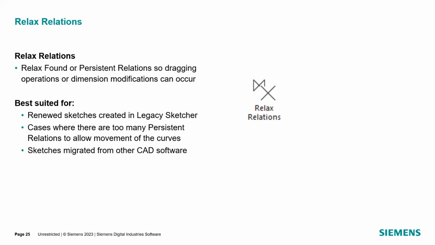Let me just change this geometry. So this has been helpful for sketches that were created with the legacy sketcher. If you turn that button on, it allows us to make changes a lot easier. So that's where, again, a lot of these persistent dimensions have gotten put onto the legacy sketch, and we need a way to make changes to that. So if you do go through that process, just know that this is something to help you with that.